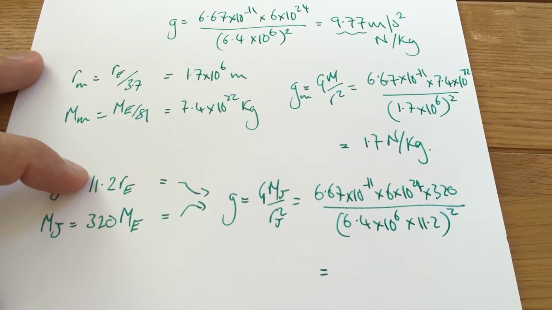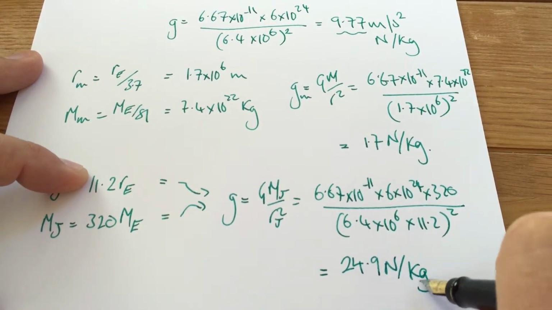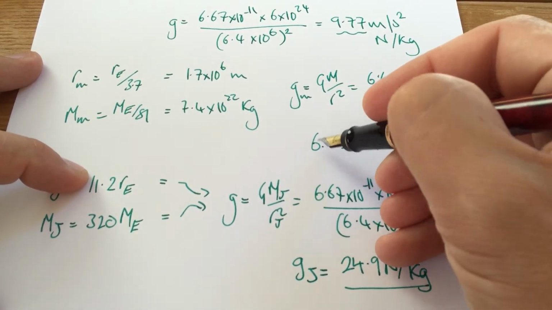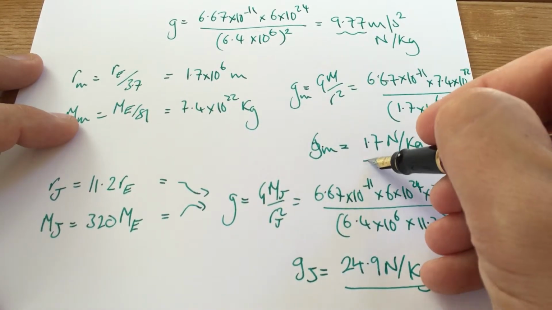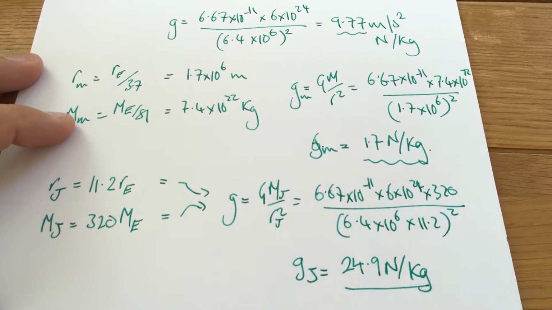Just plug it into the calculator. 11.2 all squared. 24.9 newtons per kilogram. Yep, that sounds about right. So g on Jupiter, g on the Moon, and of course g on Earth. Good, so that's how you use the equation.